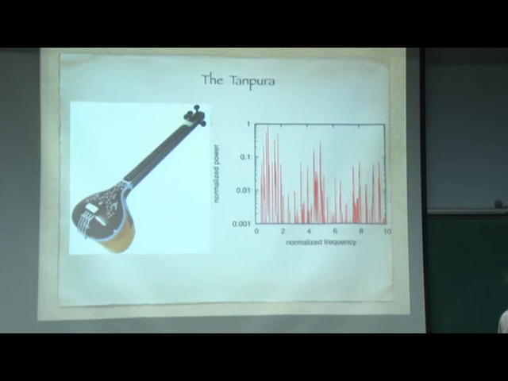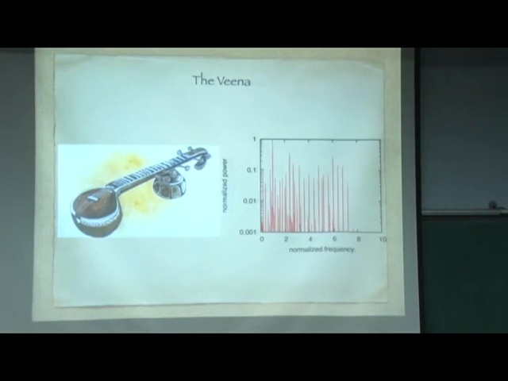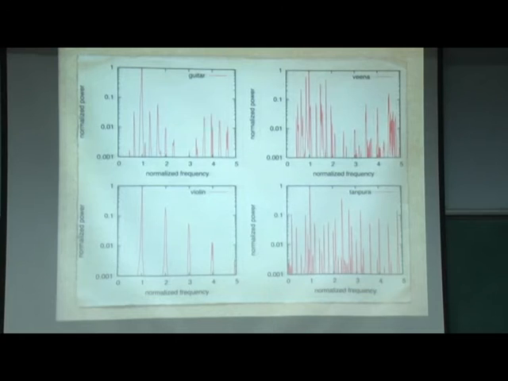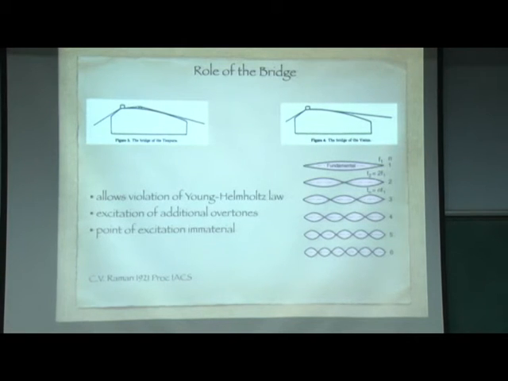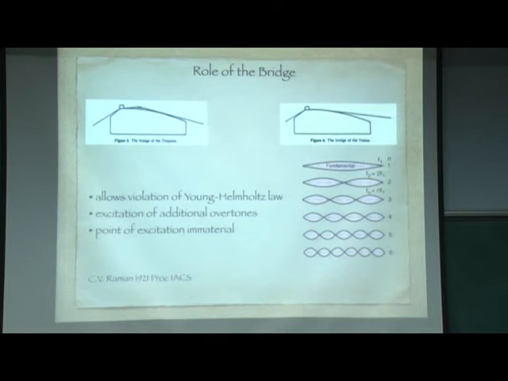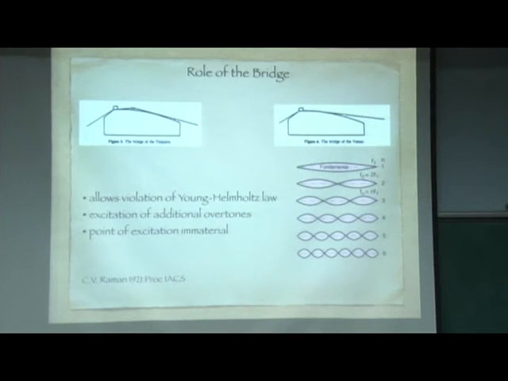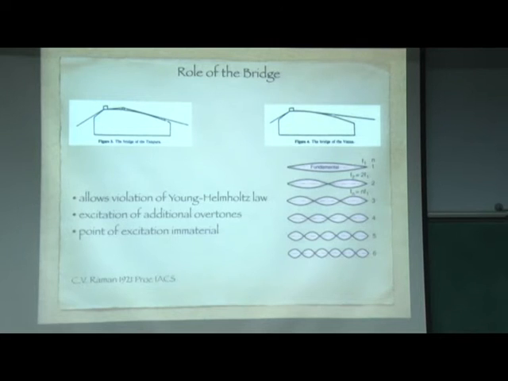It is very rich in overtones, as you can see here. And also the veena. Again, a sound which is rather rich in overtones. So to compare, you take a guitar or a violin, these are much sparser in overtones than veena or tanpura. Now, why does this happen? He then went and looked at the construction of these instruments. And the striking difference between these instruments and the Western musical instruments is their design of the bridge. The guitar or a violin, the string will pass over a knife edge, which is the bridge. Whereas here, the bridge is a long curved thing like this.